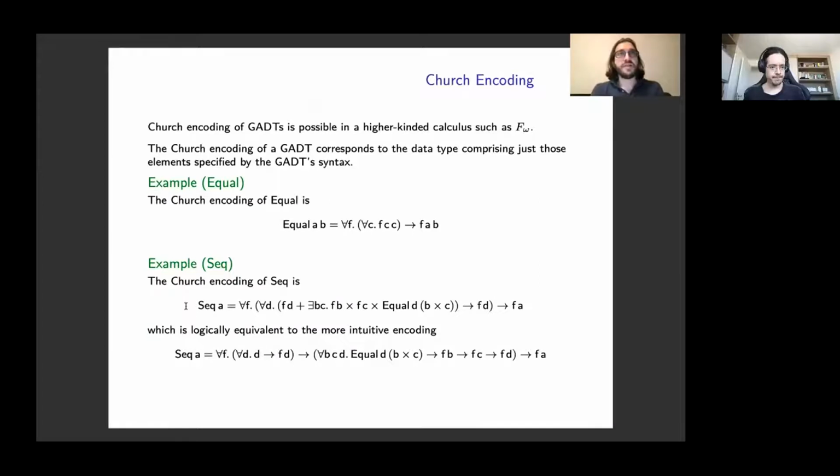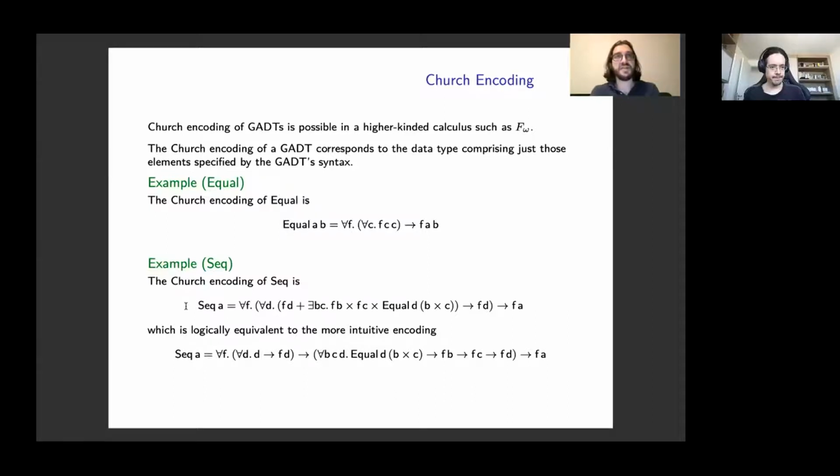We look at the Church encoding for GADTs first, because the fixed point representation for GADTs is more involved. The Church encoding for a GADT is possible within a higher kind of calculus. It is important to note that the Church encoding for such a type comprises only those elements specified by the GADT's syntax. Next, we have examples of the Church encoding for the types of equality and of sequences.